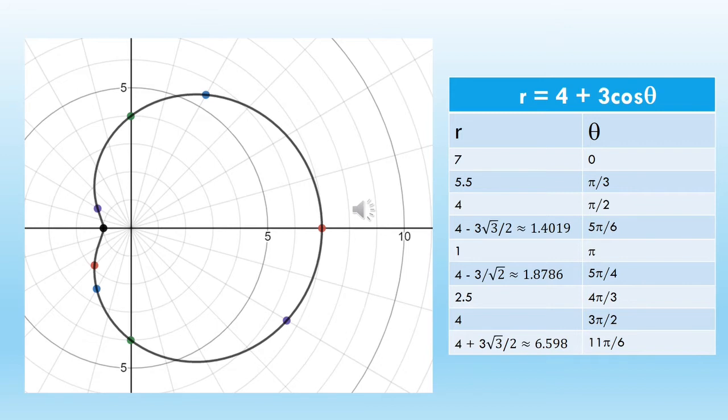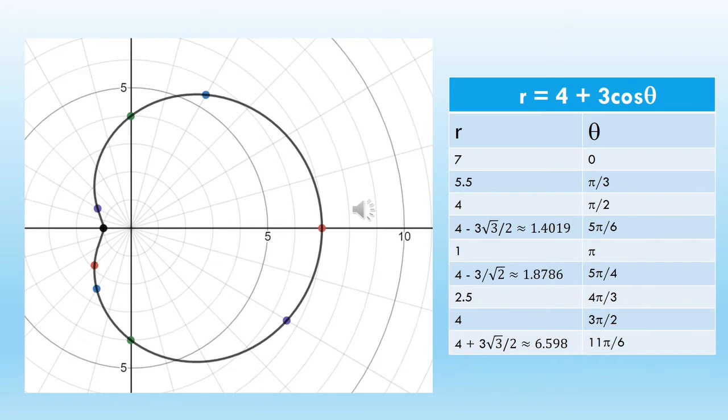And then at 4 pi over 3, the radius should be 2.5. So at an angle of 240 degrees, or 4 pi over 3, I've radiated out 2.5 spaces. And at 3 pi over 2, or 270 degrees, I'm down the negative part of the y-axis, and the radius should be 4, similar to where it was at 90 degrees, etc. So if you get enough of these points, you can connect them and get your graph.